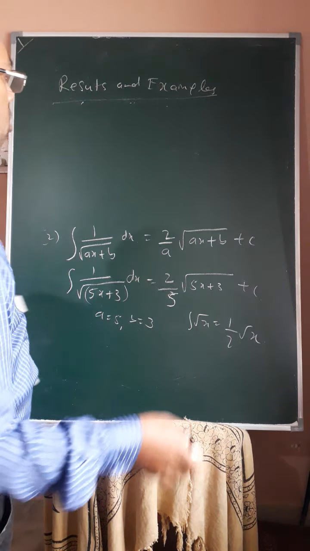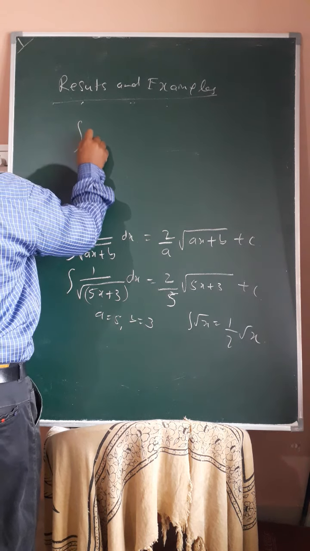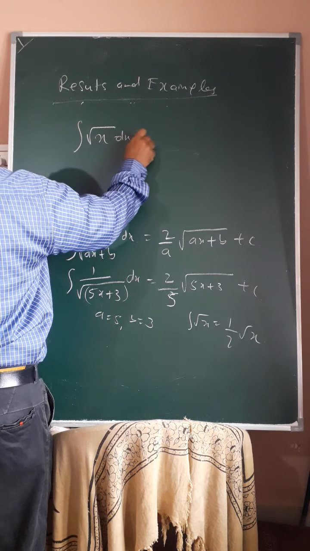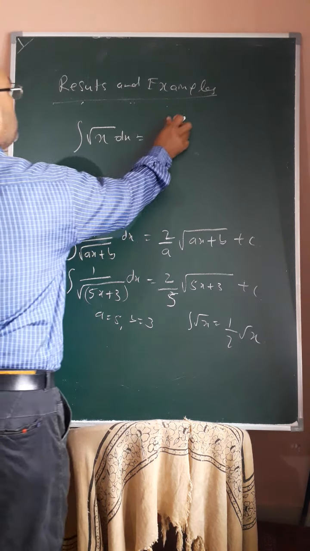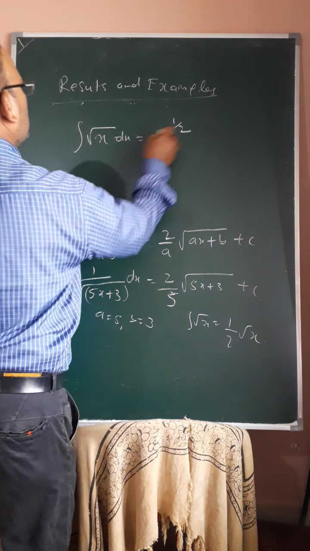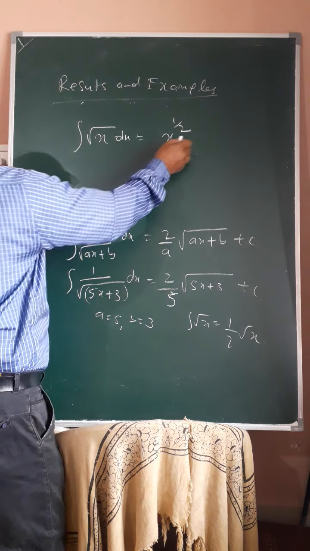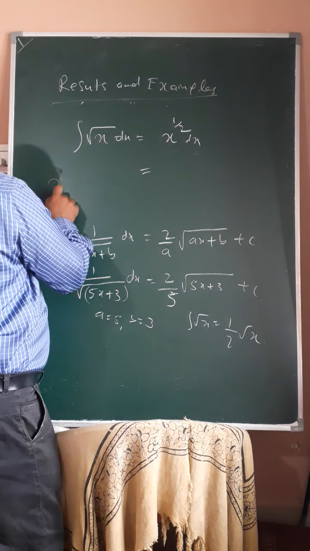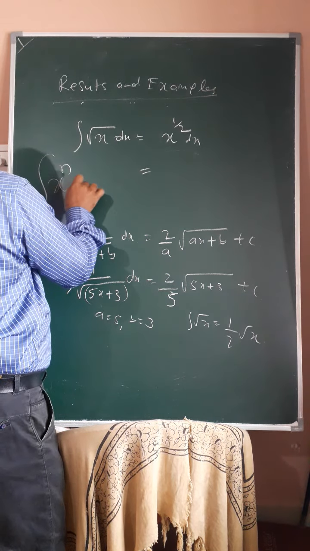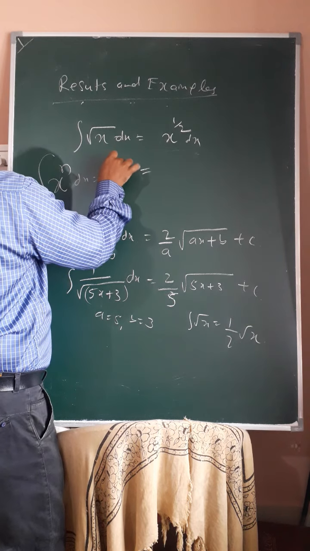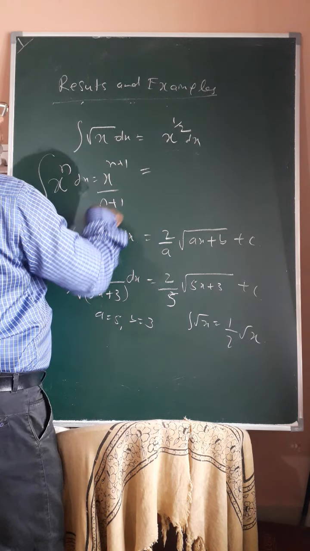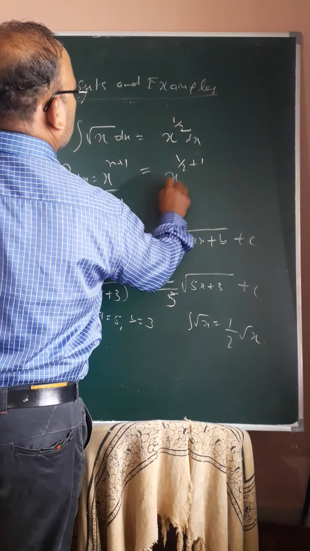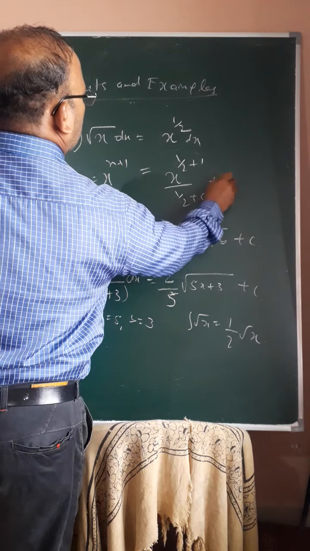How do you solve the integration of root x? Integration of root x dx: this root can be written as x to the power of 1 by 2 dx. This is the x to the power of n formula: integration of x to the power of n dx is x to the power of n plus 1 by n plus 1. Use this formula: x to the power of 1 by 2 plus 1, divided by 1 by 2 plus 1, plus c.